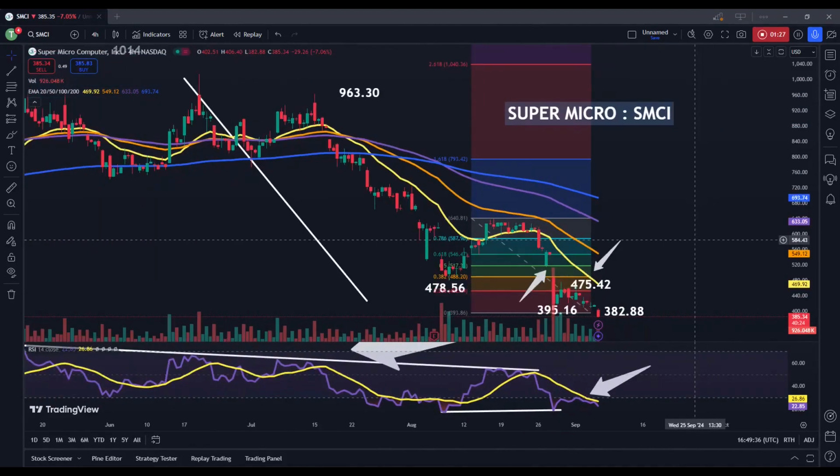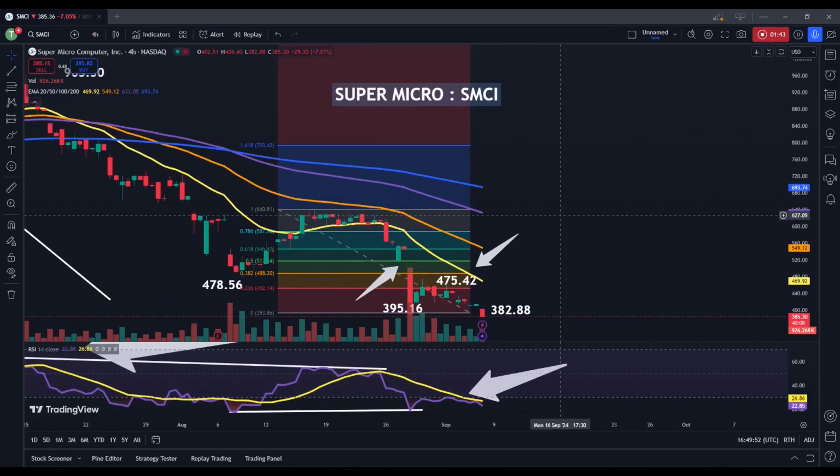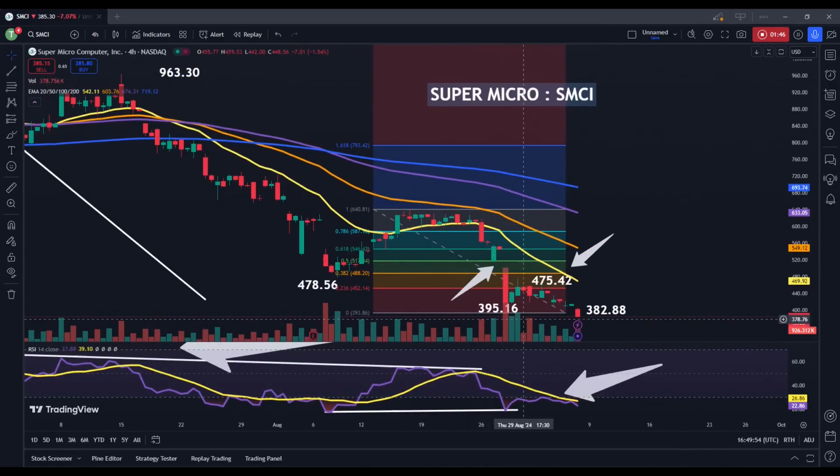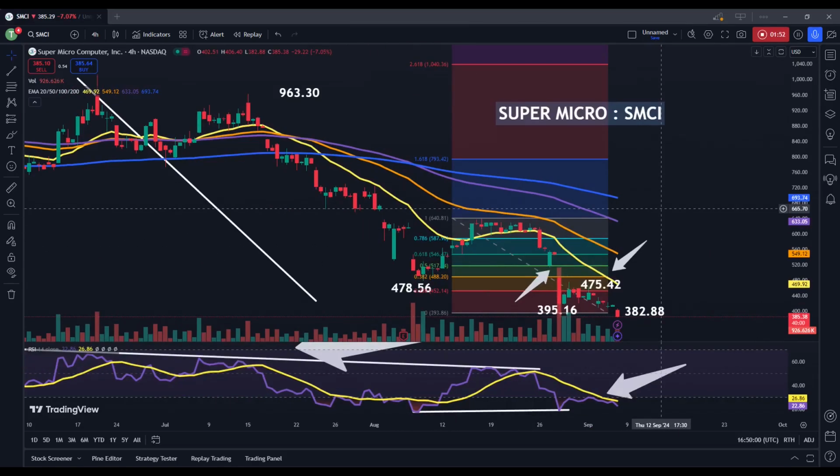So what we're currently looking at here is a new price low that comes in at roughly 382.88. Of course, this does break below the prior price low of 395.16, and all of this activity breaks below the initial near-term low, which came in at 478.56. So as we can see here, there is a succession of lower lows and lower highs, which does fit the textbook definition of what would be considered a downtrend.